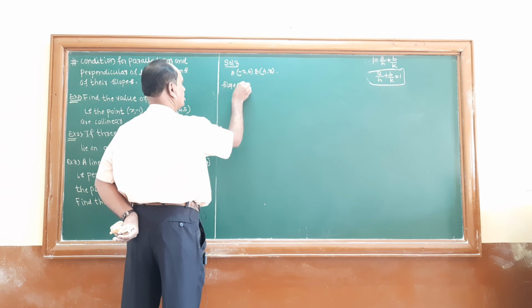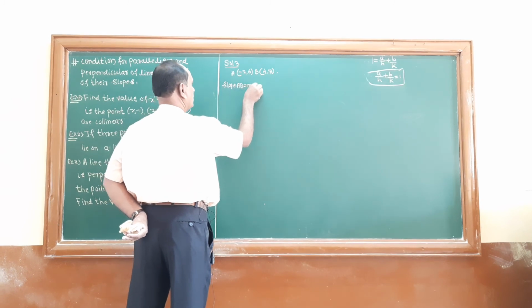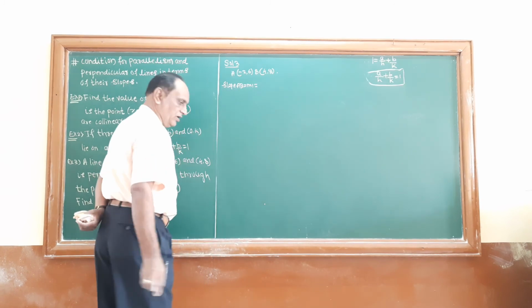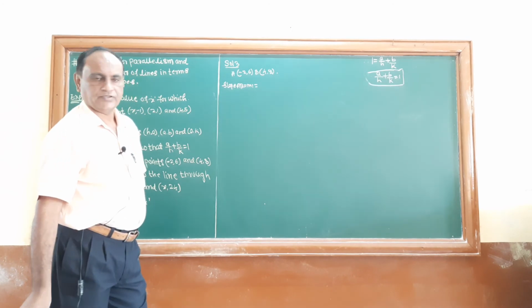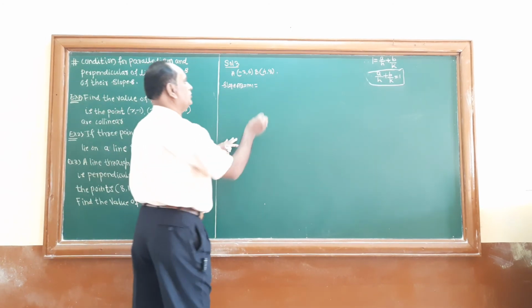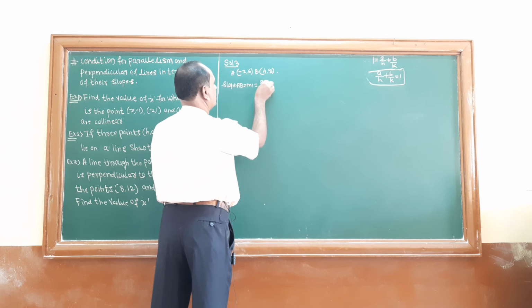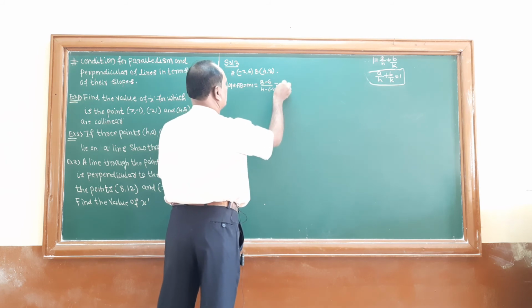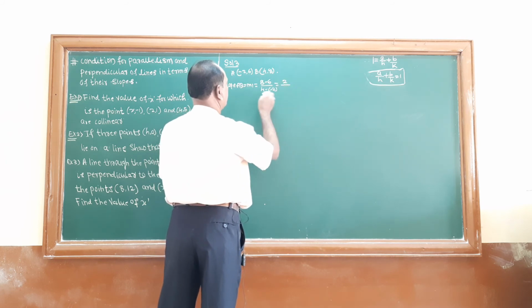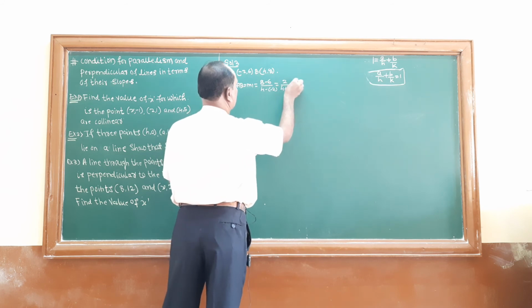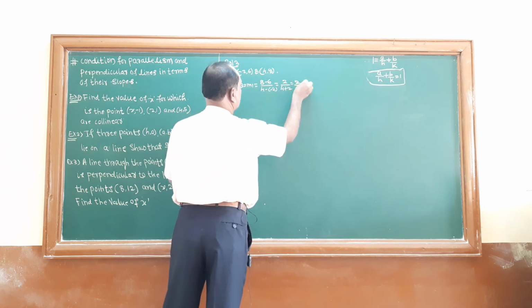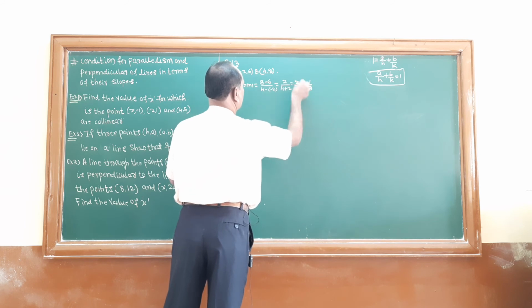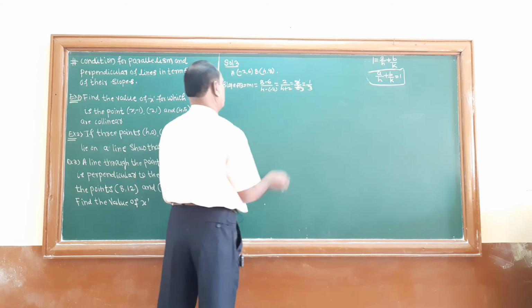So this is nothing but m1. You can write the direct formula, or simplify directly. So y2 minus y1 means 8 minus 6 divided by 4 minus of minus 2, totally 2 divided by 4 plus 2, totally 2 divided by 6. So it means 1 divided by 3, that is 1 by 3.